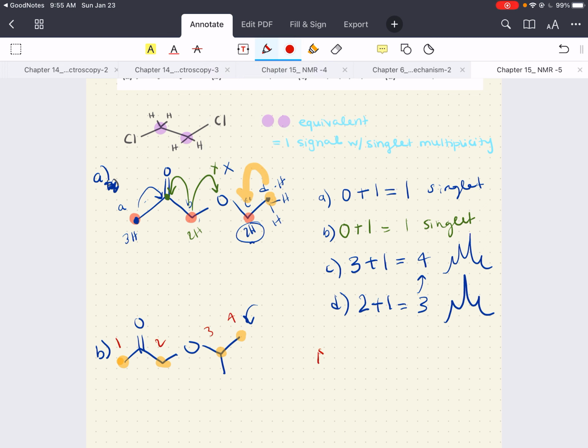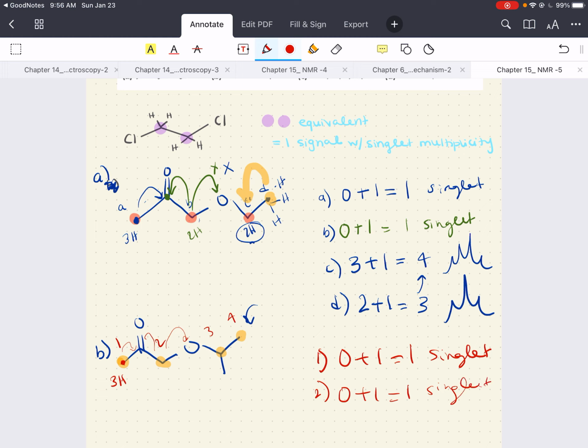Let's look at position 1. There are 3 hydrogens at position 1. Do they have any neighbors? We'll look over here. There are no neighbors, so the peak for those hydrogens is going to be a singlet. Fantastic. Let's look at position 2. Does position 2 have any neighbors? It does not. So again, it will be a singlet.